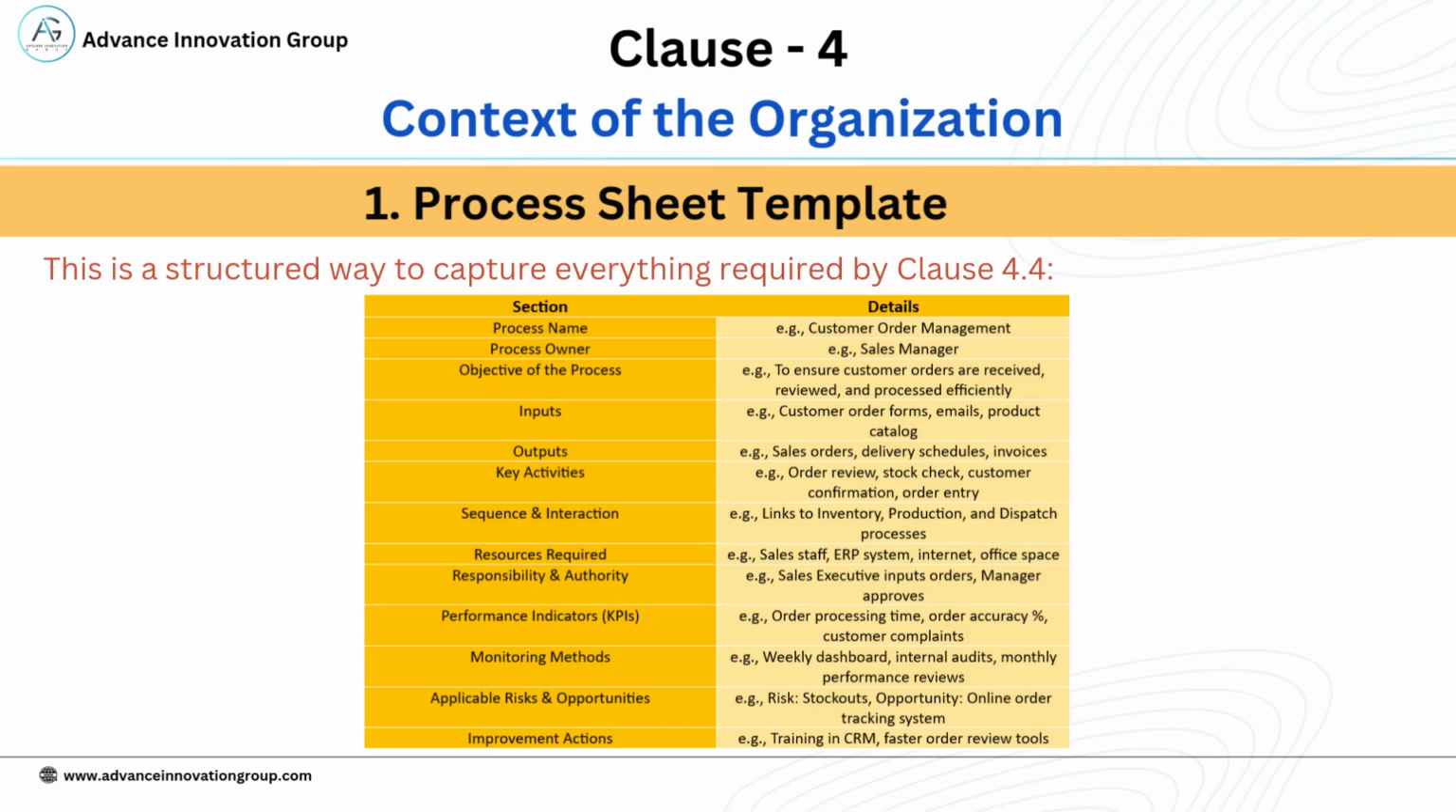Resources required, e.g., sales staff, ERP system, internet, office space. Responsibility and authority, e.g., sales executive inputs orders, manager approves. Performance indicators, KPIs, e.g., order processing time, order accuracy percentage, customer complaints. Monitoring methods, e.g., weekly dashboard, internal audits, monthly performance reviews. Applicable risks and opportunities, e.g., risk: stockouts; opportunity: online order tracking system. Improvement actions, e.g., training on CRM, faster order review tools.